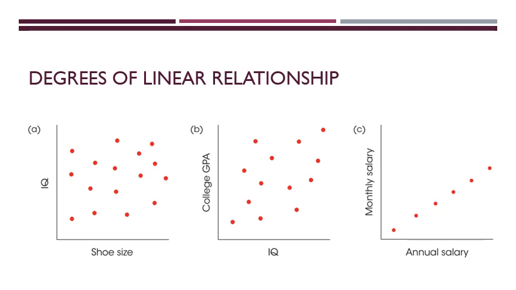Shoe size versus IQ. If I took 15, 20 people, plotted the points between their shoe size, their IQ, there is absolutely no relationship at all. That would be no correlation. Relationship between IQ and college GPA. Well, you can see with these points that the relationship is not great, but it is a positive one, rising to the right slightly, so maybe 0.4 or 0.5. And then finally, look at the last graph between annual salary and monthly salary. That's a perfect correlation. So the line would be a perfect line. So that would be a correlation of positive 1.0. It would be perfect.